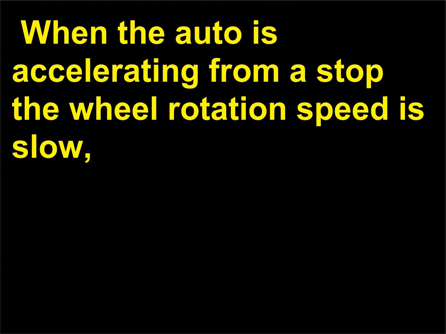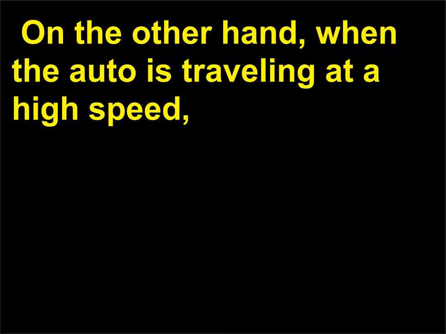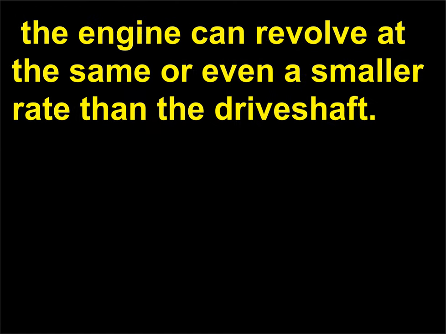When the auto is accelerating from a stop, the wheel rotation speed is slow. And so the transmission needs to match a large diameter pulley attached to the engine to a smaller one connected to the drive shaft. On the other hand, when the auto is traveling at a high speed, the engine can revolve at the same or even a smaller rate than the drive shaft.